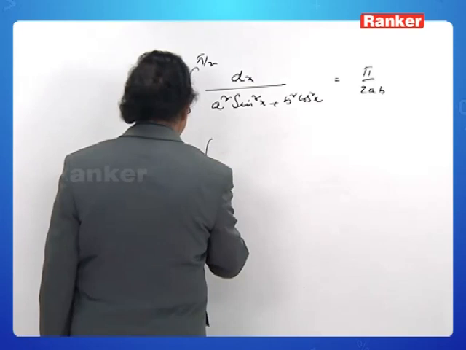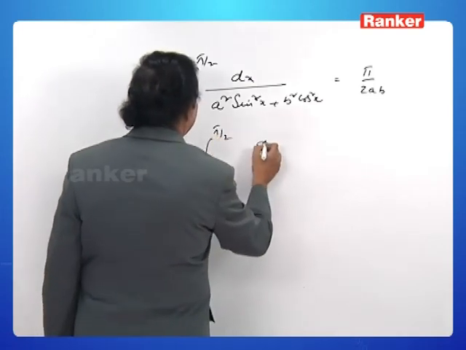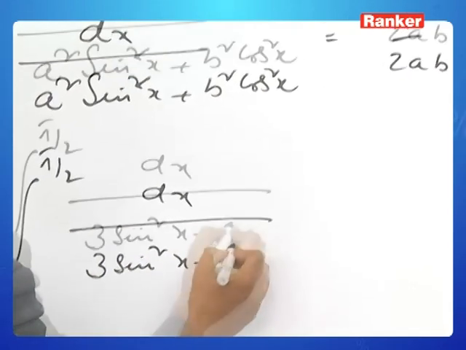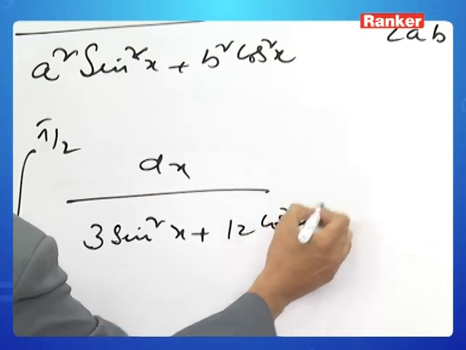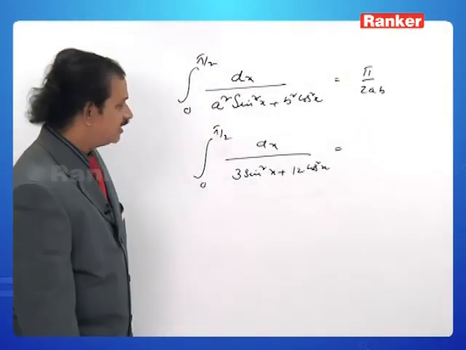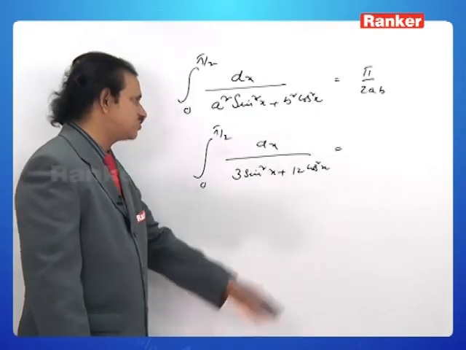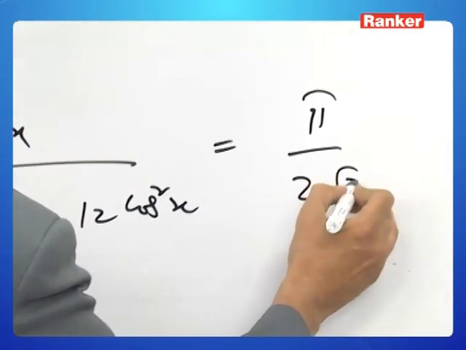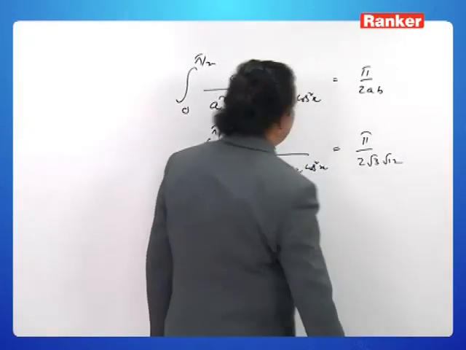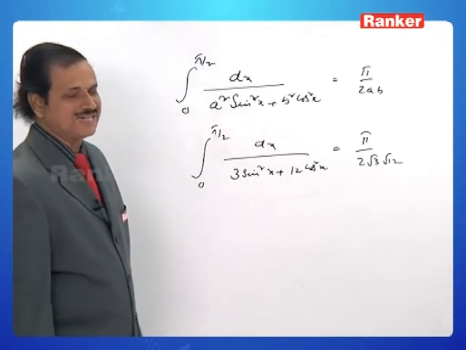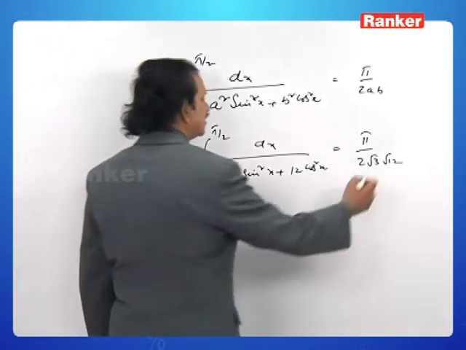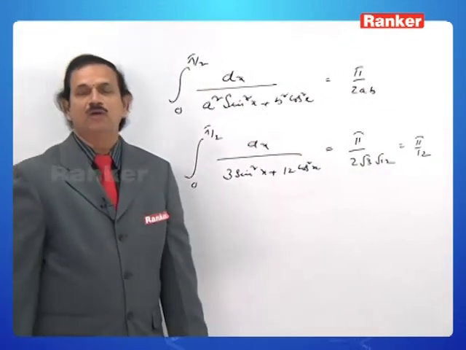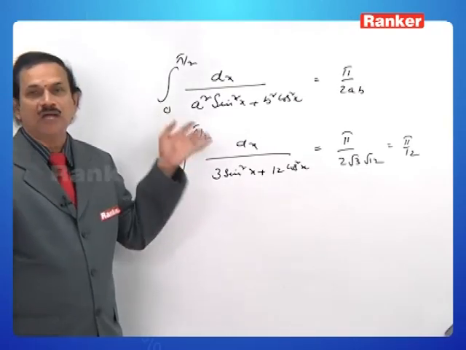Okay, integral 0 to pi by 2 dx by (3 sin square x plus 12 cos square x), answer please. In the place of a square we have 3, in the place of b square we have 12. So the answer is pi by 2ab, pi by 2 root 3 into root 12. Root 3 into root 12 is root 36. Root 36 is nothing but 6. So the answer is pi by 12. This is also a beautiful format. You have a note of that.